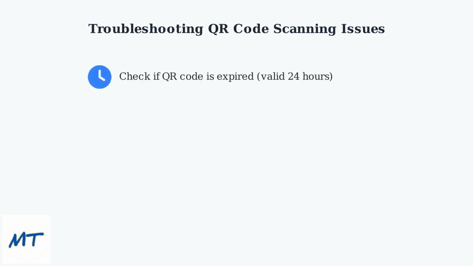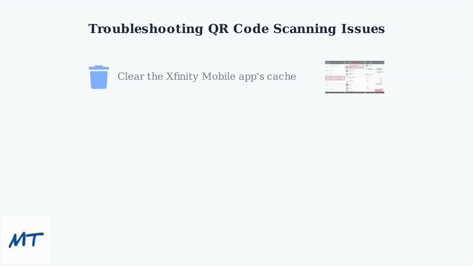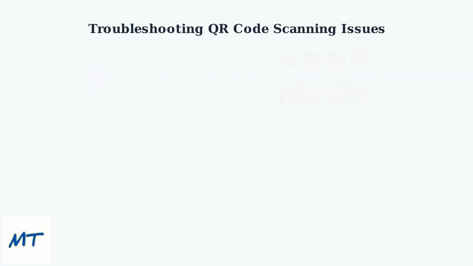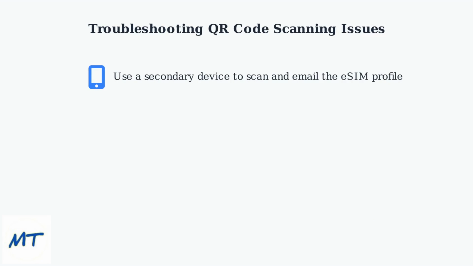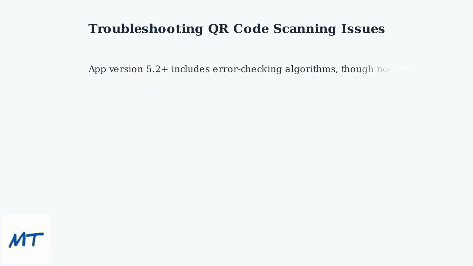If the QR code isn't scanning, first ensure it's not expired. QR codes are typically valid for 24 hours. Clear the Xfinity mobile app's cache to resolve scanning glitches. Try scanning the QR code in bright light to improve camera recognition. If available, use a secondary device to scan the QR code and email the eSIM profile to your primary device. The Xfinity mobile app version 5.2 Plus has error-checking algorithms that reduce these issues but are not perfect.